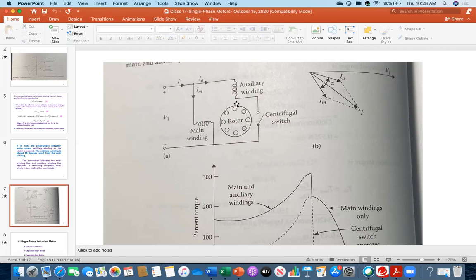But what has been done, how is this designed? It has higher resistance than this one. That's why it is more leading than the IM. That is the difference. Because you all know cosine theta, the power factor, is R over Z, resistance over impedance. So the coil that has higher resistance will have a better, improved power factor. That's why you see it has a lower angle than the IM.